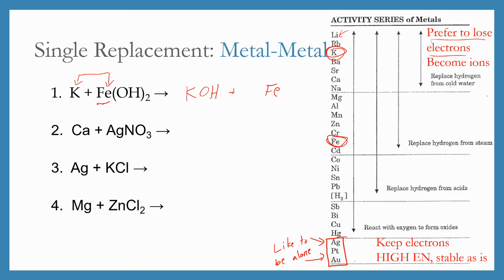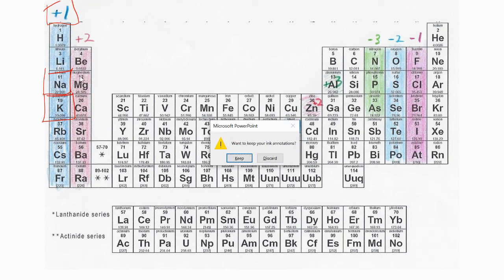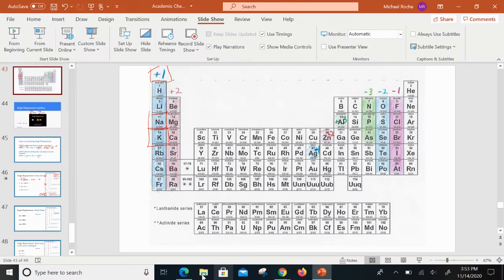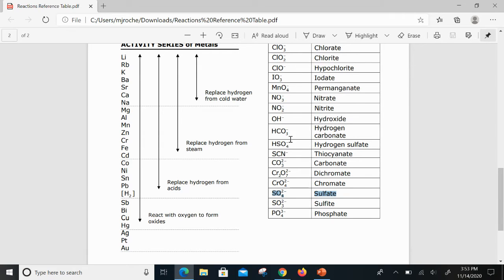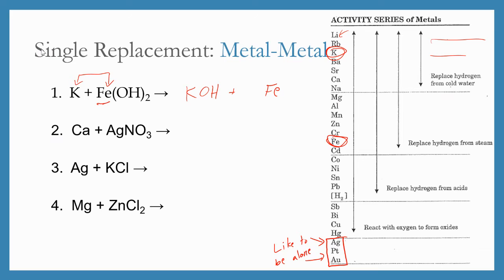Now we need to make sure the charges on this are all straight. So we got to go to potassium, +1, and we have to go to our polyatomic list, and hydroxide is -1. So that's a 1-to-1 situation. So that is good, and iron by itself is good. If we want to balance that, there's two oxygens here.